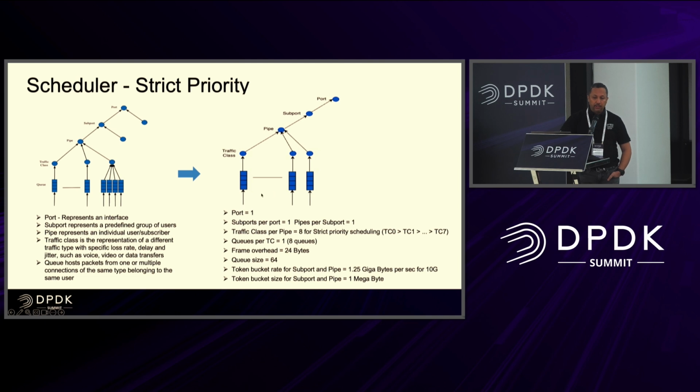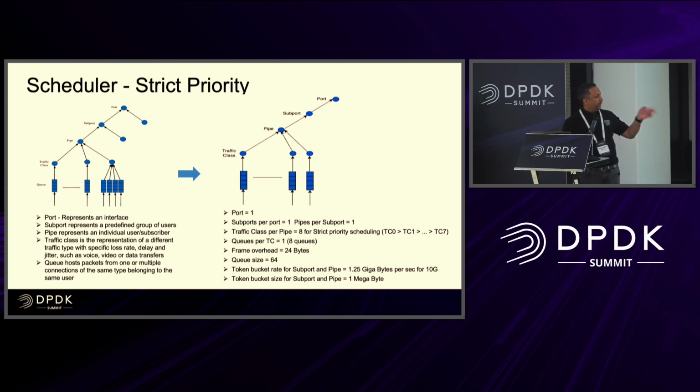The representation is, you have a port on the top, a port represents an interface. You have subports, which represent a group of users. You have a pipe, which is basically used for a user or a specific subscriber. You have traffic classes, which represent different types of traffic. It's the same as forwarding class. And then you have the queues on which you will be taking queuing decisions, or based on which you can do the shaping and congestion management on those queues.